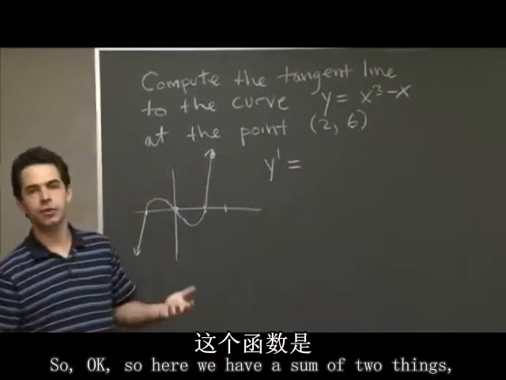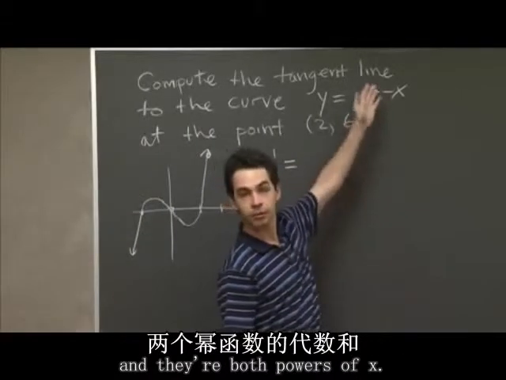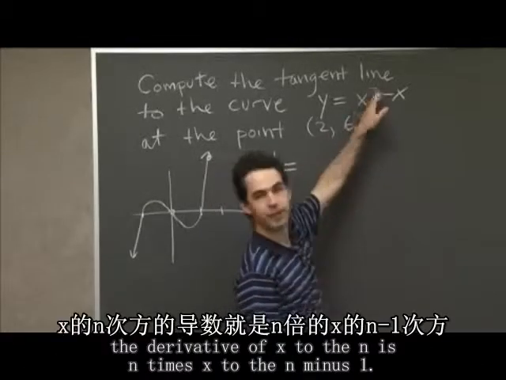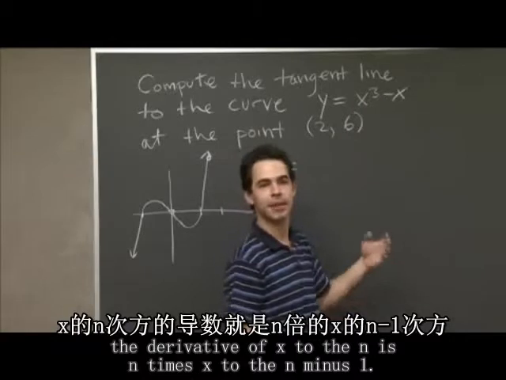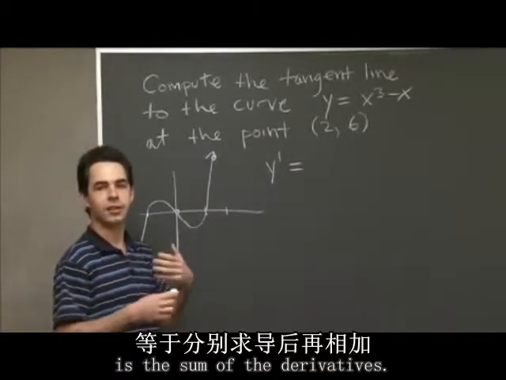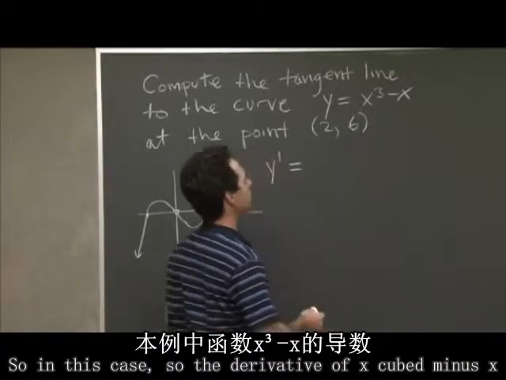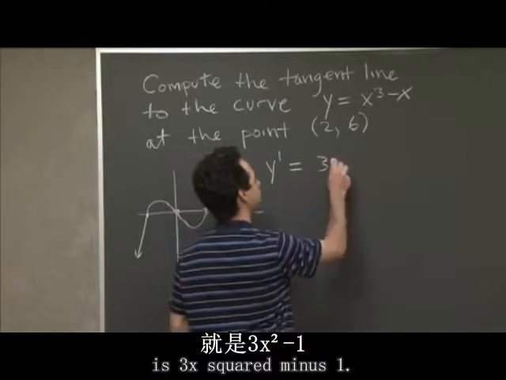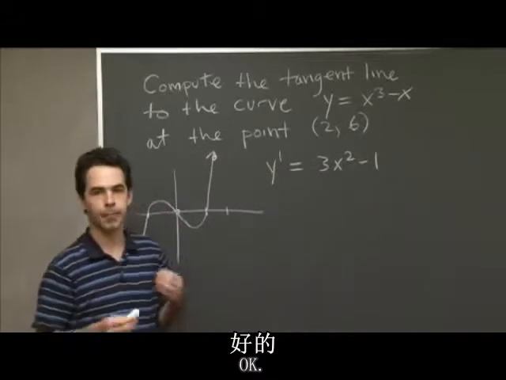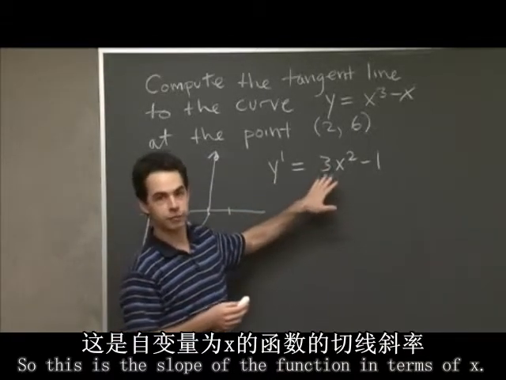Here we have a sum of two things, and they're both powers of x. We learned our rule for a power of x, that the derivative of x to the n is n times x to the n minus 1. We also learned that the derivative of a sum of two things is the sum of the derivatives. So the derivative of x cubed minus x is 3x squared minus 1. This is the slope of the function in terms of x.